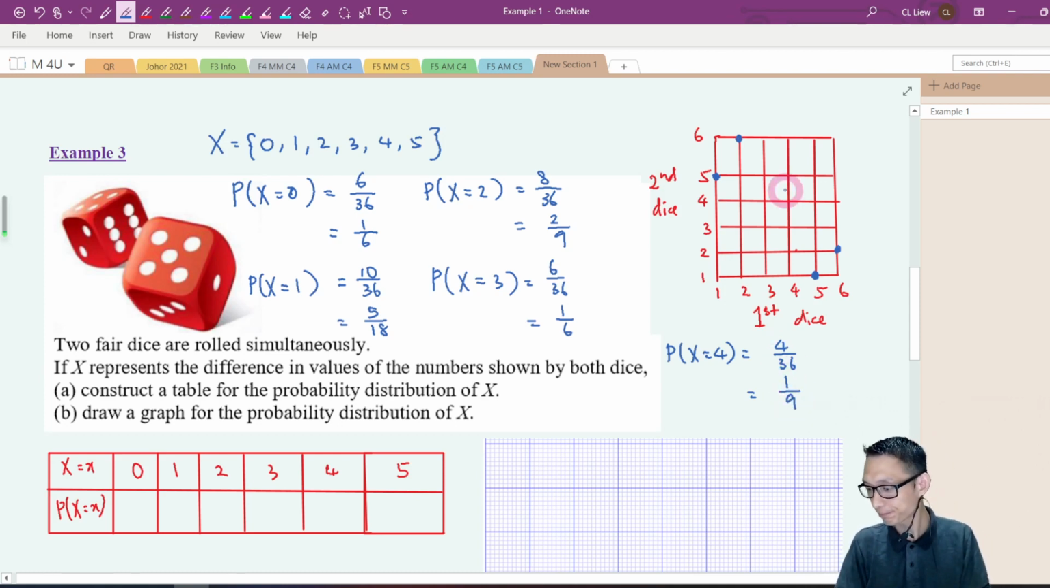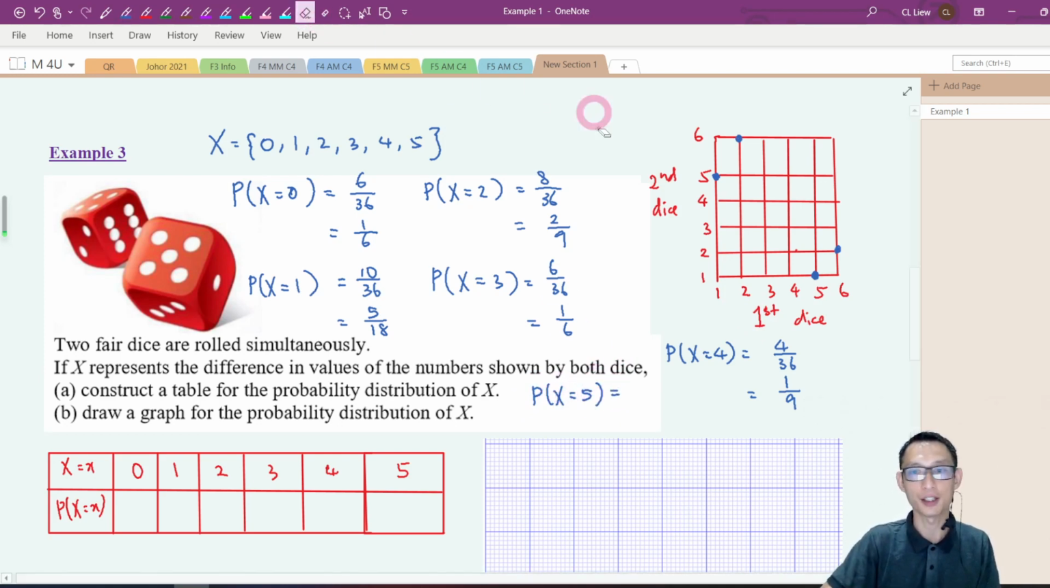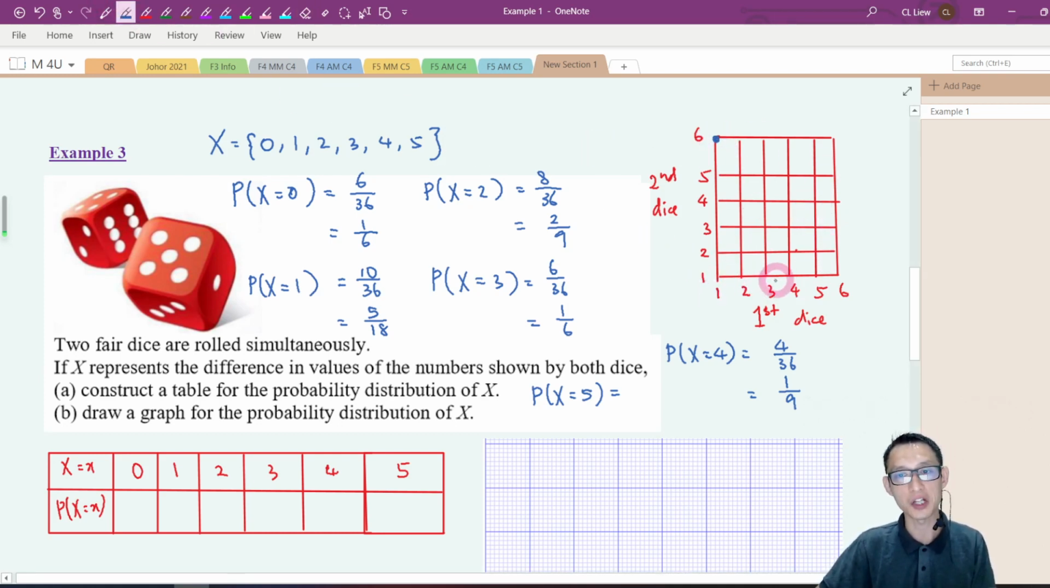Okay, last one. X equal to 5. Let me write over here. Now the difference is maximum, which is 5. 1 with 6, 2 cannot, 3 cannot, 4 cannot, 5 cannot, 6 with 1. There are only 2 possible outcomes over here. 2 over 36, which is equal to, dividing by 2 and by 2, 1 over 18.